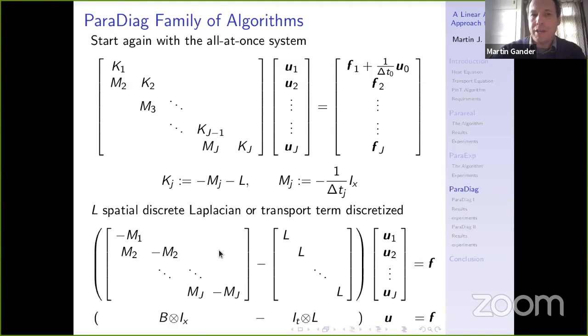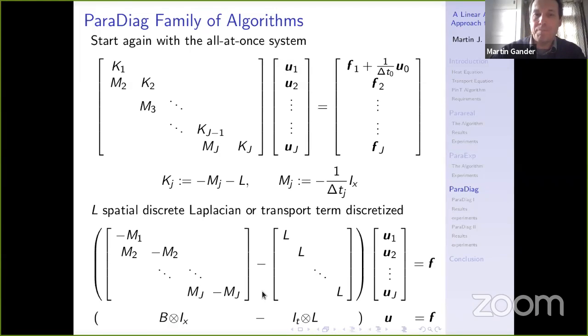And what one does for ParaDiag, one separates the time discretization from the spatial discretization. So this is the same system as I have here. I just put the M's again together and the L alone. And so you see that this system has a Kronecker structure. I can write this as B kron I, where I is an identity matrix of the spatial size, and I_T kron L, where I_T is an identity matrix the size of the number of time steps.